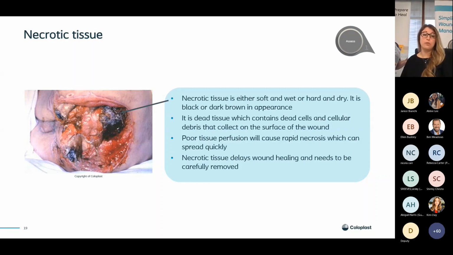It can point you in the direction of poor tissue perfusion. If that wound isn't getting the blood supply that it needs, the tissues are going to die off and necrosis will occur. But we know that we need to get rid of that necrotic tissue because necrotic tissue delays wound healing. And we need to be able to remove that carefully. And that's where your wound management plan will come in.